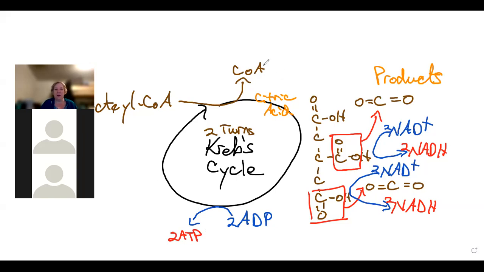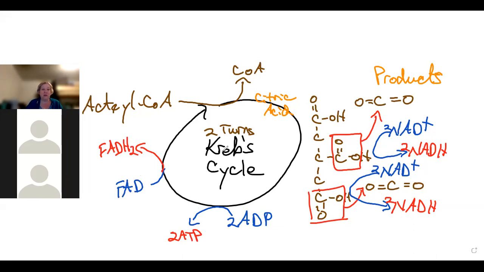Now over here, this is where we introduce our FAD. That's going to pick up 2 hydrogens that would have normally been lost, but they have energy, we don't want to be wasteful. So per 2 turns of the Krebs cycle, we generate 2 FADH2s from 2 FADs. And then up here, as we're turning our intermediates back into oxaloacetate, we have another opportunity to pick up a hydrogen, and we get another NADH. Per 2 turns, we get 2 of them.